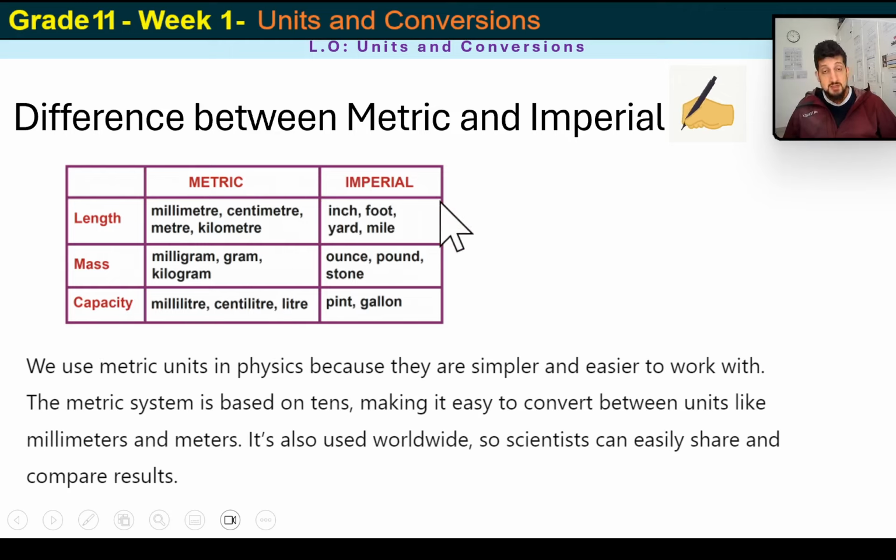In imperial units, they use those in the UK at times, like when they're doing mass, they use stone and pounds. In America, they use miles and yards and feet, and for capacity, they use gallons and pints. Now, we won't be using those. We'll just be using the metric units, which, in my opinion, just make a bit more sense as well. So we use metric units in physics because they are simpler and easier to work with. The metric system is based in tens, making it easy to convert between units like millimeters and meters.